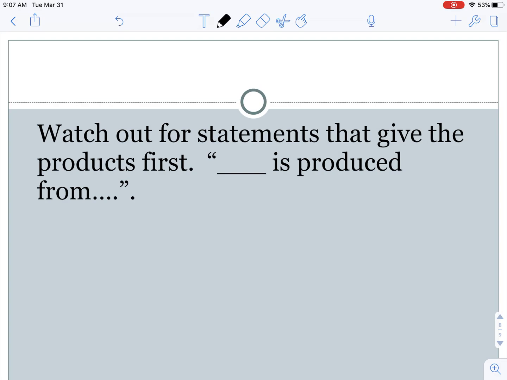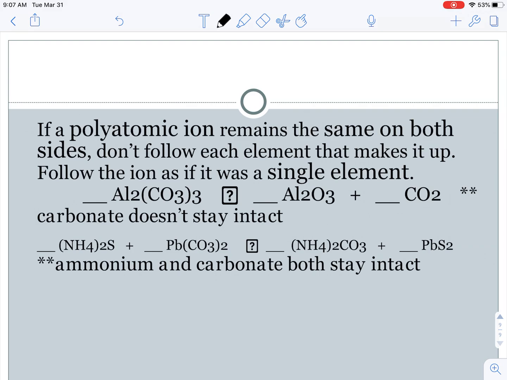Watch out for statements that are going to give products first. So, for example, I could tell you that something is produced from this reaction. When I tell you it is produced from that reaction, there's your product, right? So whatever I told you was produced, right? So I could say ammonia is produced from nitrogen and hydrogen, right? So your product in that case is the ammonia. Your reactants are the nitrogen and hydrogen.